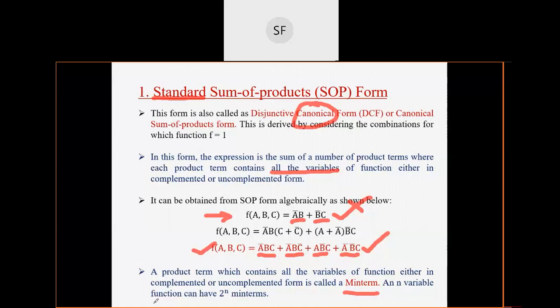Basically an n variable function can have 2 raised to power n min terms. So this is the maximum number of min terms that can be available. Now here you had 3 variables in your function, so how many maximum min terms will there be? 2 raised to power 3, that is 8. 8 min terms are possible.